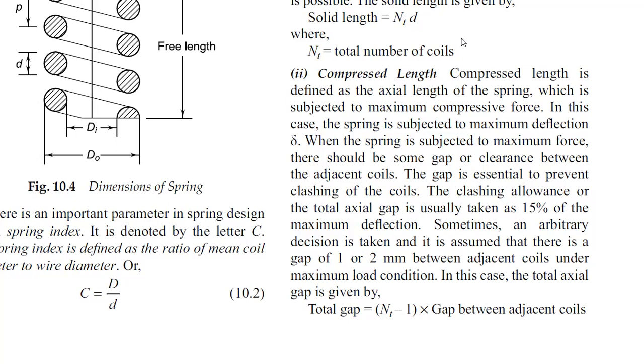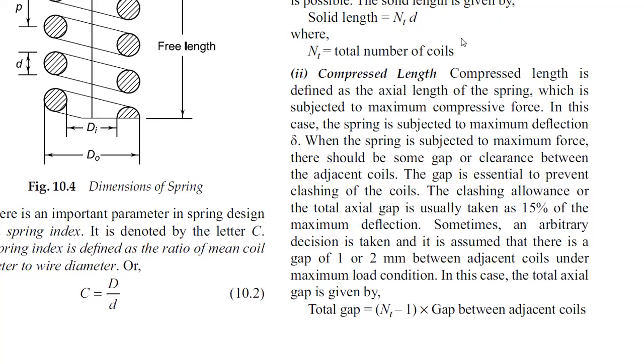In this case, what will happen? The spring is subjected to, for example, maximum deflection delta. When the spring is subjected to maximum force, it obviously has a maximum deflection delta, and there should be some gap, or you can say the clearance, between the adjacent coils, because it is now not in the fully solid state, or you can say the solid length. So there should be some gap between the adjacent coils.